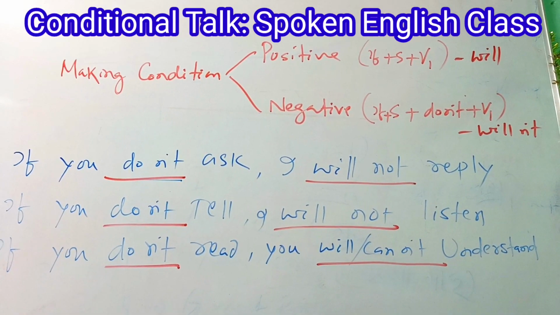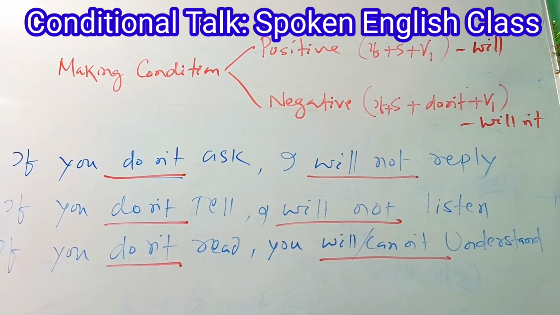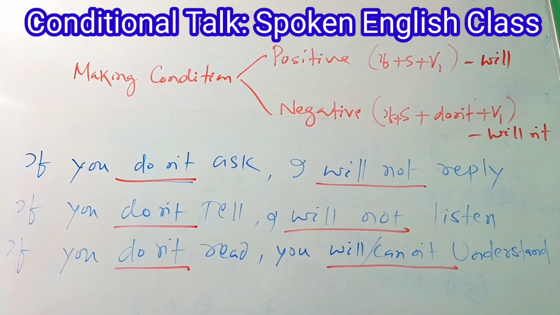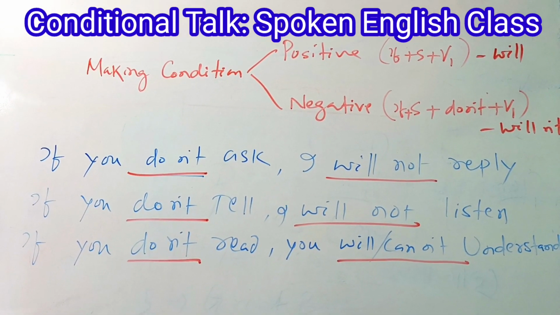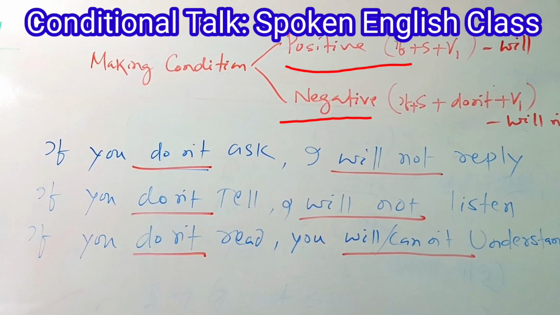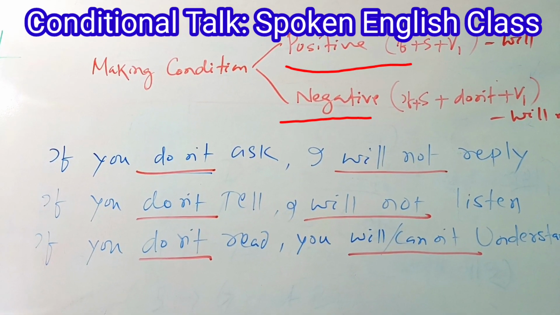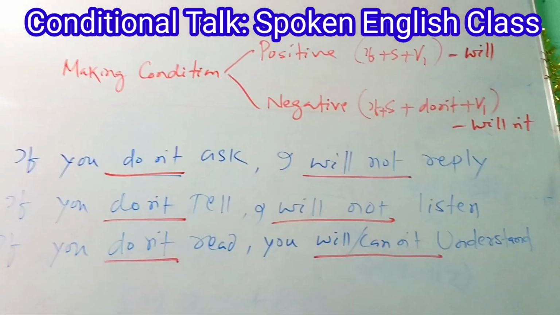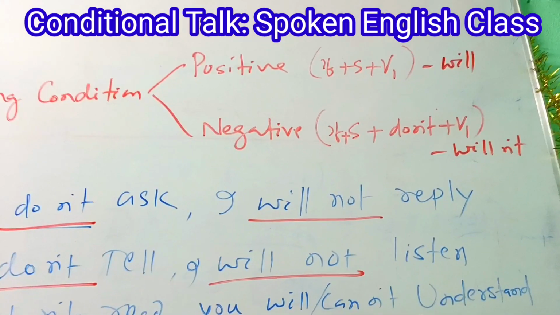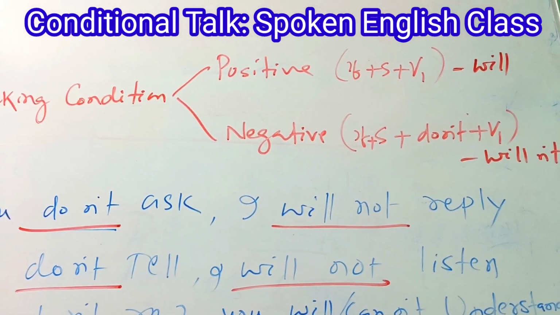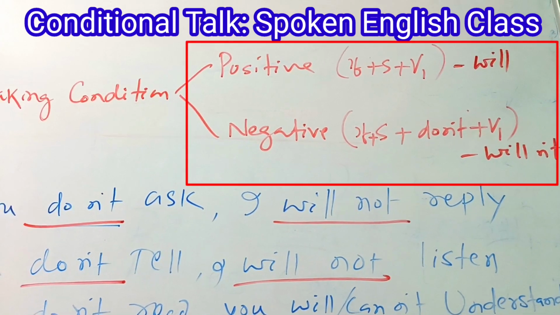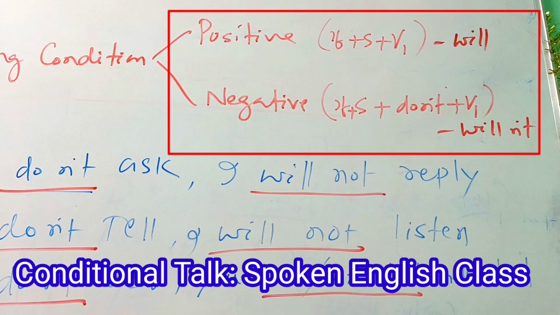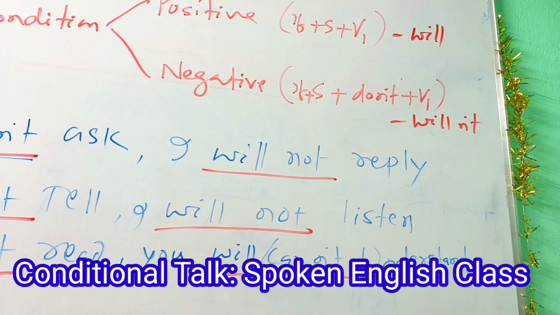Welcome to today's class. Today we are going to discuss making conditions in our day-to-day life. We make many conditions while we are talking, and these conditions happen to be of two types: positive conditions and negative conditions. For positive conditions, you have the formula: if plus subject plus V1, with will or shall, you have to complete the sentence. For negative conditions: if you do not plus V1, and on the other side you can use shall not, will not, cannot.